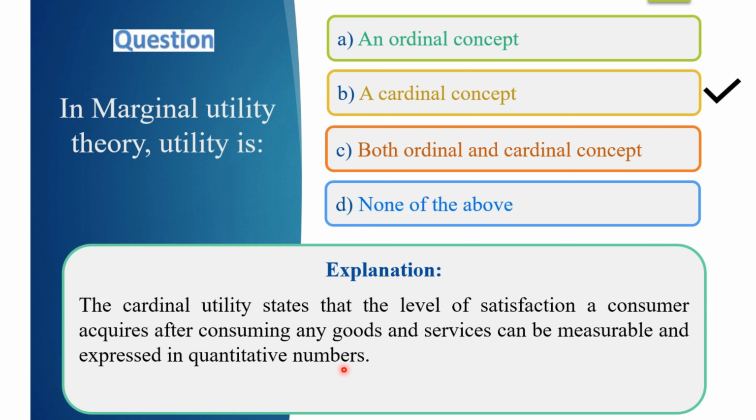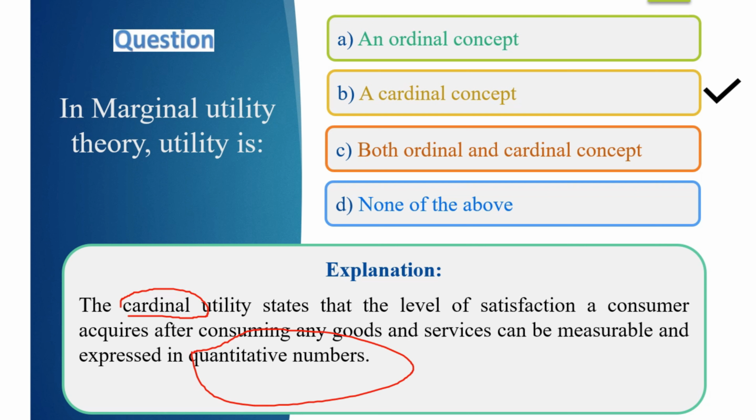In this question बेसिकली ये पूछा गया था कि in the marginal utility theory, जो marginal utility theory है उसमें utility का क्या मतलब था. Utility का एक concept था. Ordinal means orders में और cardinal means numbers में. So in the marginal utility theory the very basic is a cardinal concept जो कि measure किया जा सकता है और express भी किया जा सकता है in terms of quantitative numbers.